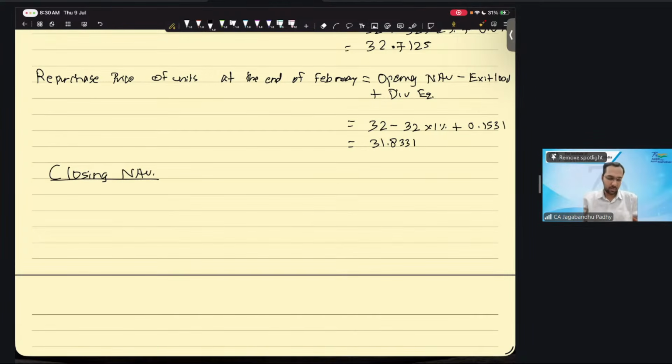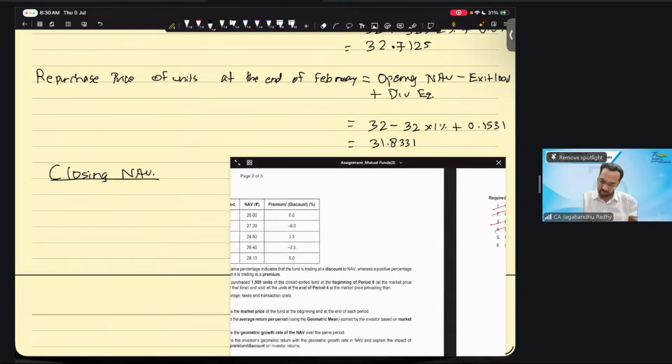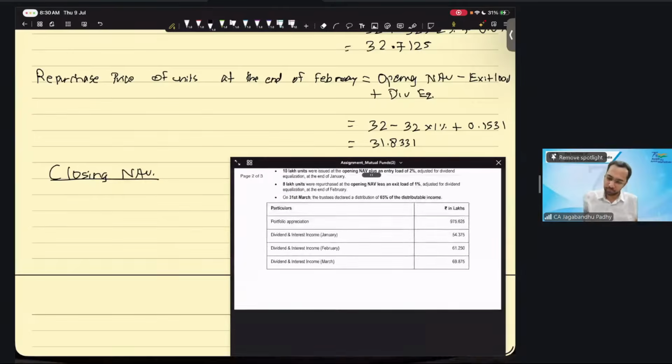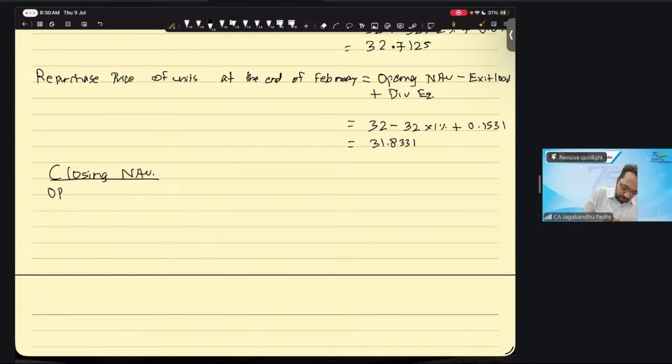So closing NAV, for that, we will simply say, what's the opening NAV we had? 32. Right? And then we also have the portfolio appreciation. So we'll say opening portfolio value.